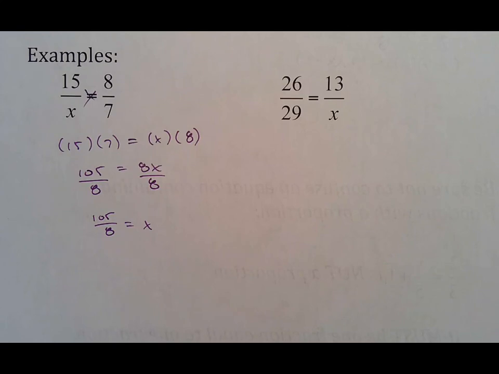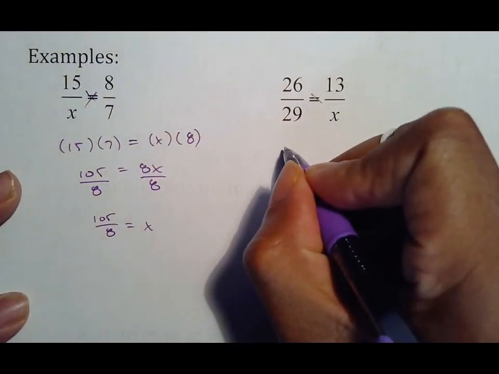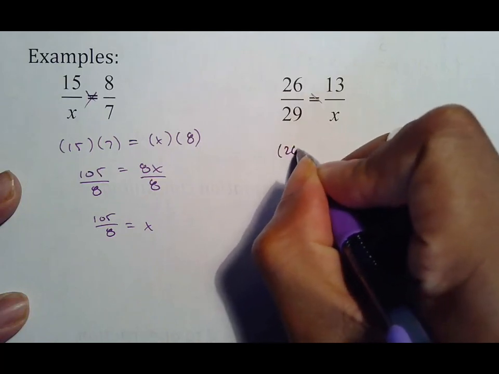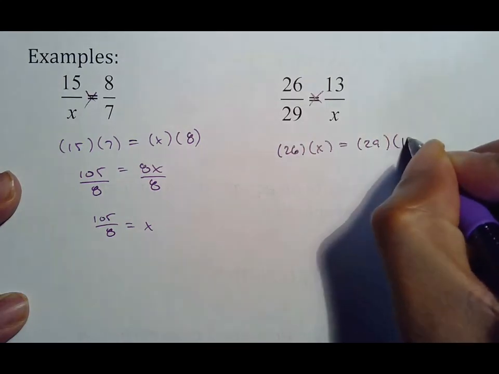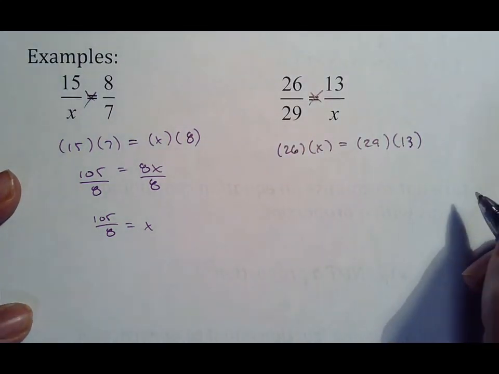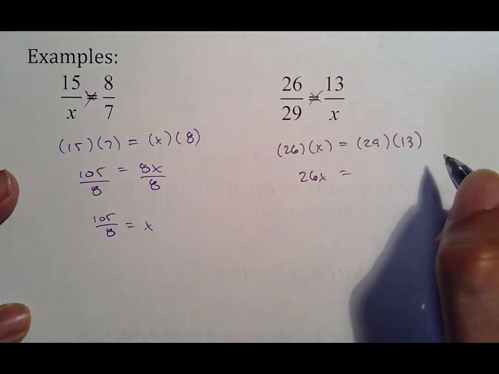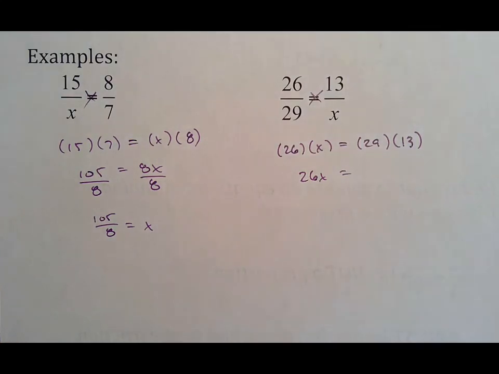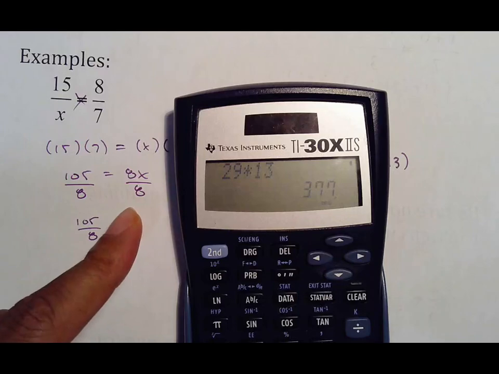But that's it. 26 over 29 equals 13 over x. Again, what we're going to do is 26 times x equals 29 times 13. Keep the discipline and it will be very easy to do. This is 26x. 29 times 13, I don't think I know in my head. I should though. I know I should. Actually 290 plus, what, 57, which would be 347, I guess. I don't know. 347, let's see if I'm right. 377.